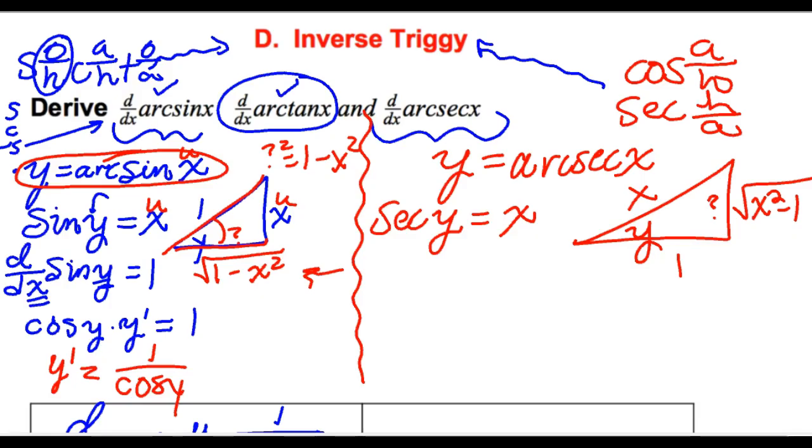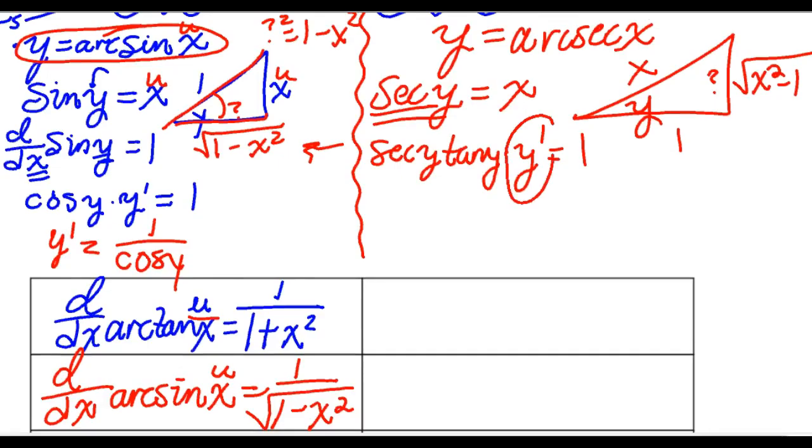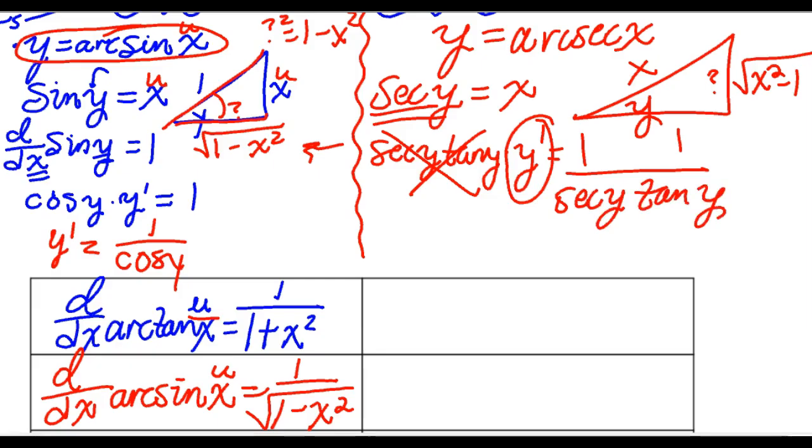So what's up next? I do the derivative with respect to x of both sides. The derivative with respect to x of secant is secant tangent times y prime. The derivative with respect to x of x is 1. And again, had that been a u, we'd write a u prime there. So my y prime will be 1 over the product of secant of your angle times the tangent of your angle. Well, the secant of your angle is just x. We already know that. The tangent is opposite, TOA, over adjacent. So it'd be the square root of x squared minus 1.